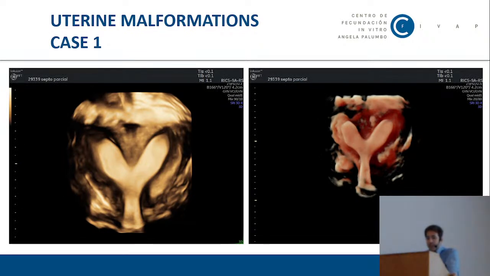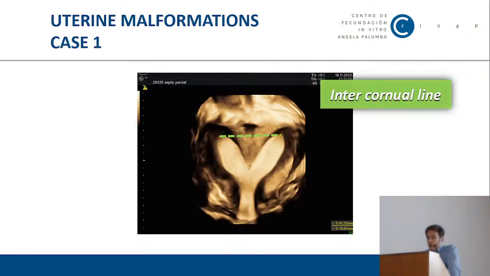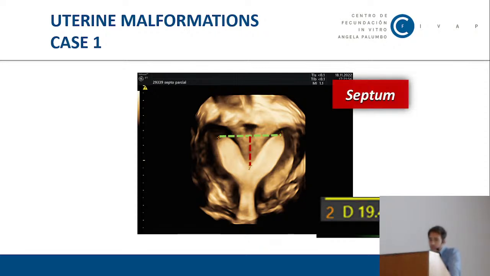We can see in this case there is a septum. So what we should do, first of all, is draw an intercornual line from one cornu to the other cornu. This is the intercornual line. After that, we measure the length of the septum from this intercornual line to the fundal part of the endometrium. This will be the length of the septum.